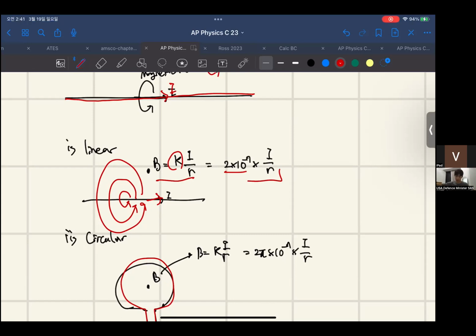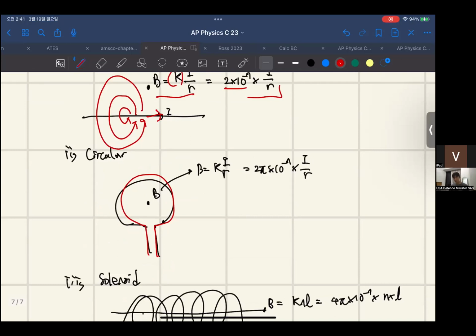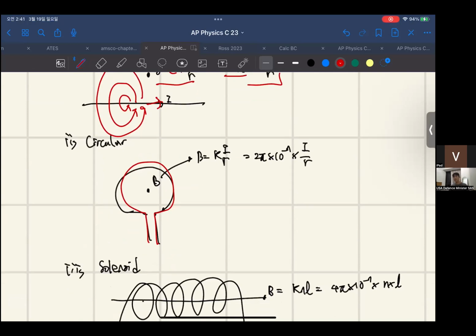Now, the second thing we have to talk about is the circular circuit. If you have a circular circuit, what's different from the linear circuit is that, of course, we can use the right-hand rule, but it's kind of hard, right? Because the circuit is curved this time. So the direction in which the magnetic field is formed would be different at every single point, because before, every single point was just lined up.